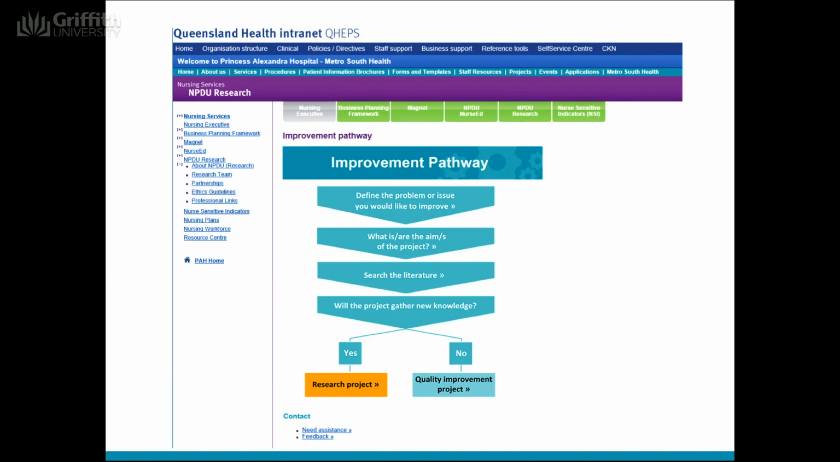Getting started in making improvements in the workplace can be a challenge. On the Queensland Health QEPS website, there is this improvement pathway, which I find particularly useful. Here we have some questions. The first one is define the problem or issue you'd like to improve. What is or are the aims of the project? Go and search literature.